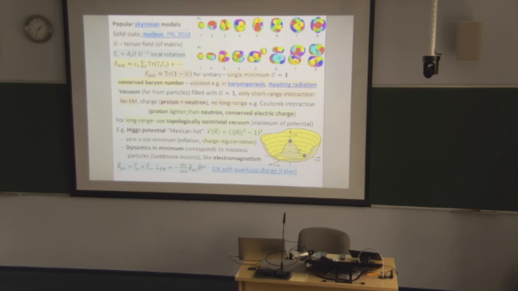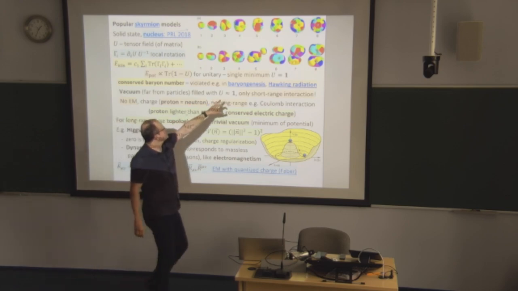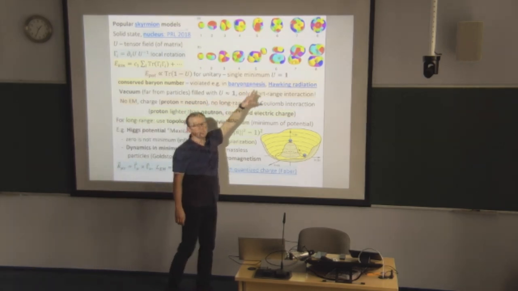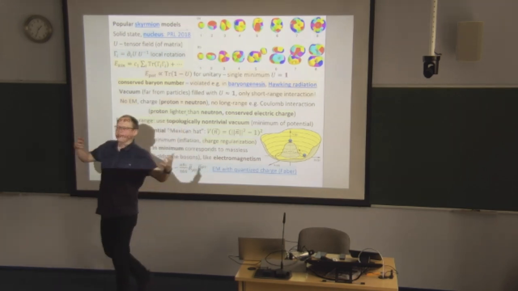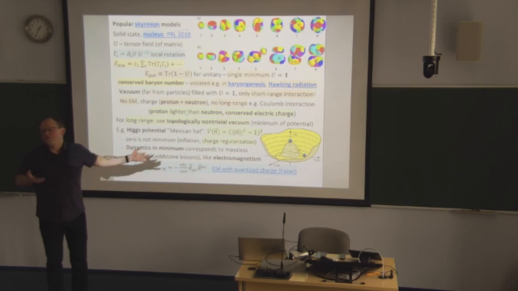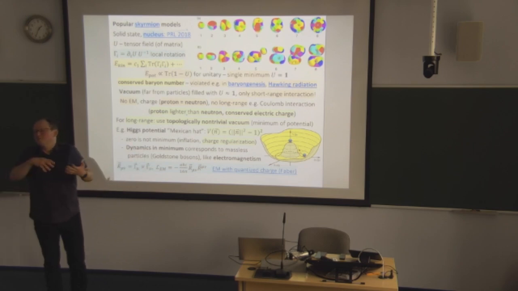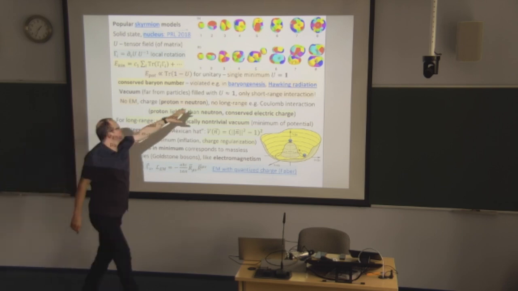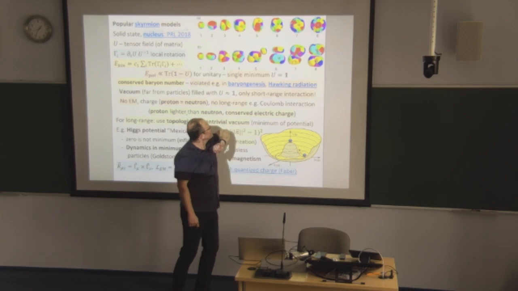Also they interpret topological charge as the baryon number, so the baryon number cannot be violated in these models. So that's the big question: can it be violated or not? For example, it is assumed to be violated in baryogenesis and Hawking radiation. In baryogenesis, there was this big bang, and finally we see that there is more matter than antimatter. And the question is, in theory, it violates baryon number, unless there was the same baryon number before the big bang.